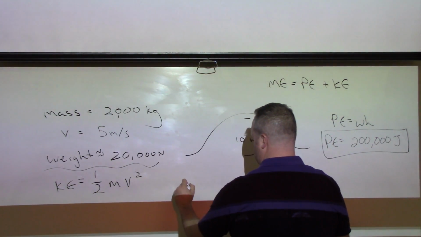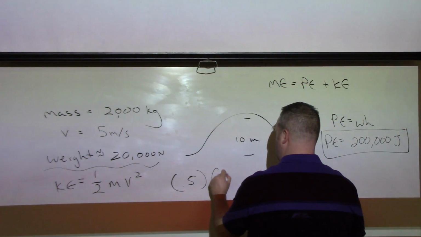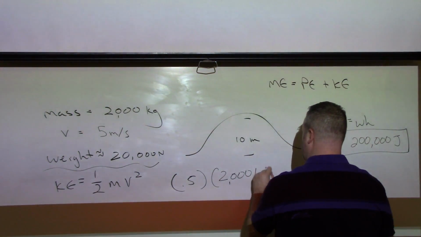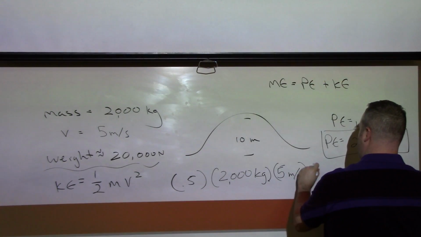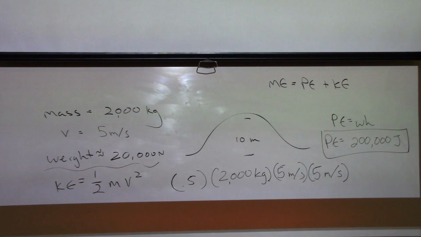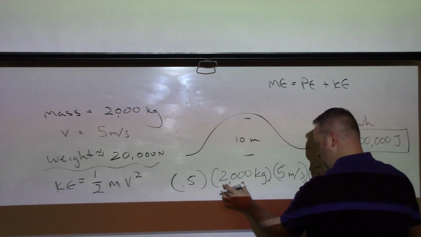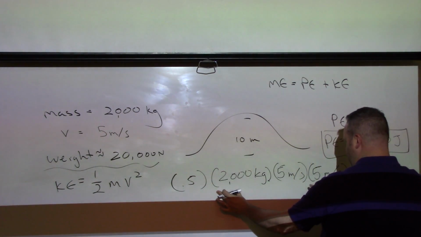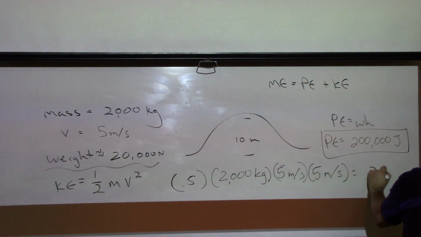So for us, that means it's going to be 0.5 times its mass, which is 2,000 kilograms. Always use kilograms. Times velocity, 5 meters per second. Times velocity, 5 meters per second. And when we put it all together, you have the 5 times 5, that's going to be 25. So you're going to basically have 2,000 times 0.5 gives us 1,000. 1,000 times 25 gives us 25,000 joules.